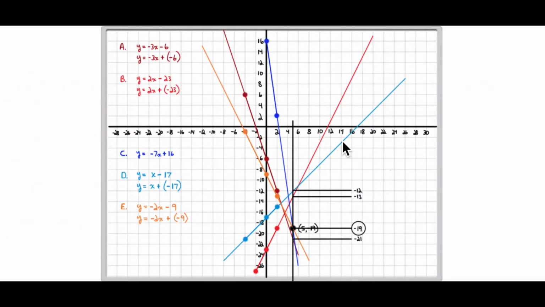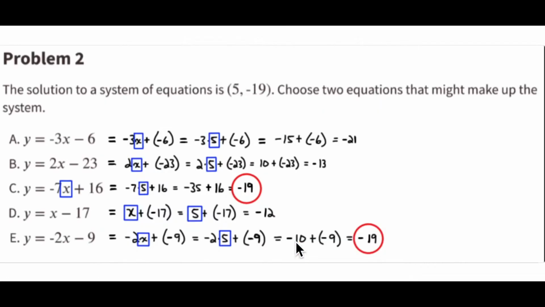If you look at that on a graph, I graphed each one of these. I'm going to show you how I did that in just a moment. But if you go 5 units along the x-axis and you go down to, this is -12, -13, and 2 are at -19. So that's the solution between C and E. And then -21. So those are the same y coordinates that I got here: -21, -13, -19, -12, and another -19.